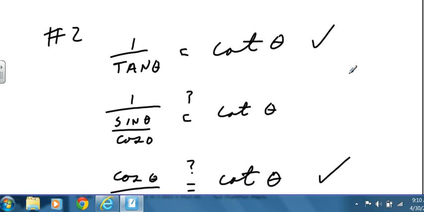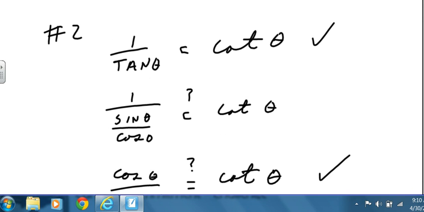But what we're supposed to be doing is changing one side of the equation so that we equal the other side of the equation. We're already there. Yeah, we'll move on. We'll do 8.